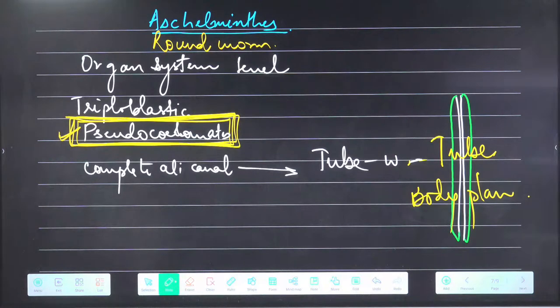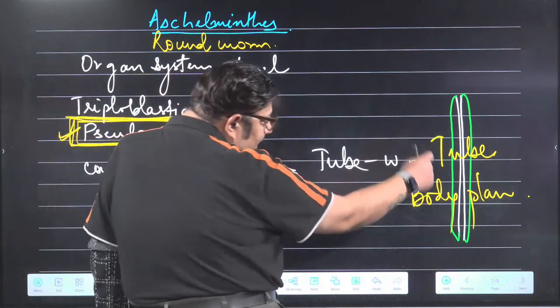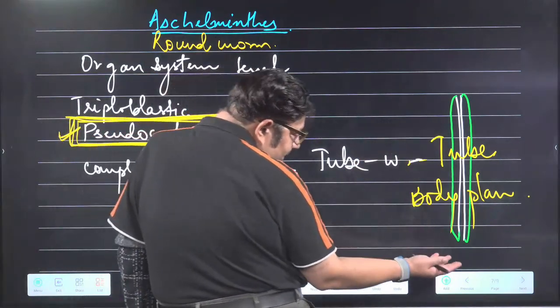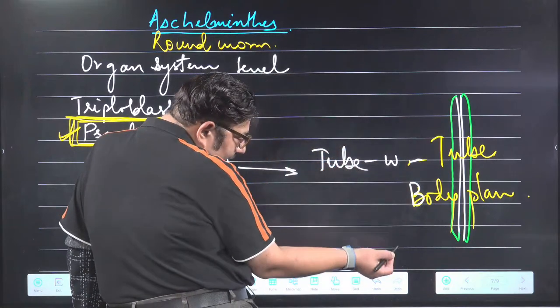My outer body looks like a drum, and we have a tube inside, 9 meters long. It is not necessary that only roundworms have this body plan; the body plan is the same. That is the purpose for which I made that diagram.